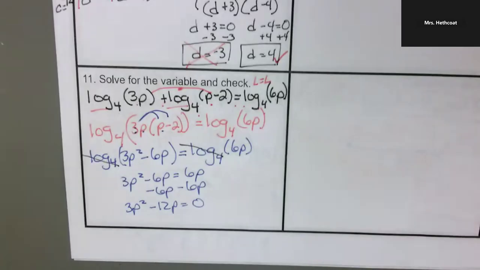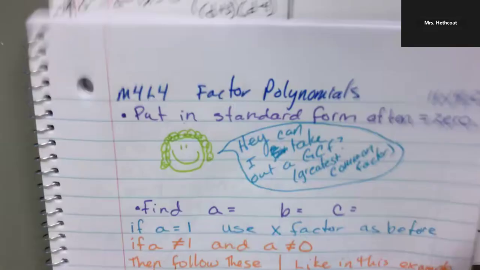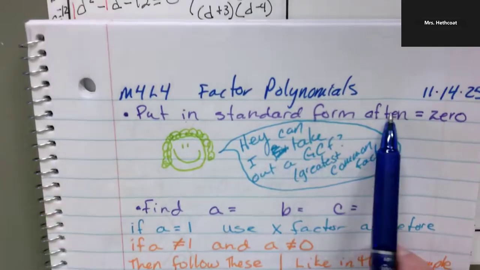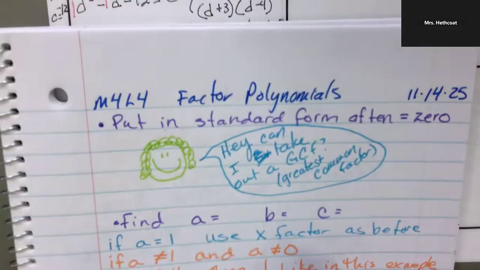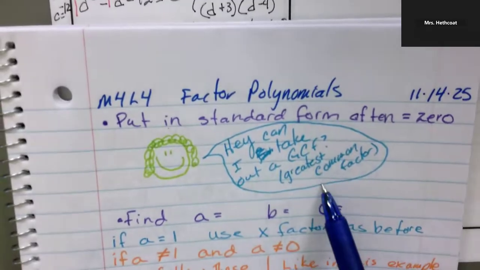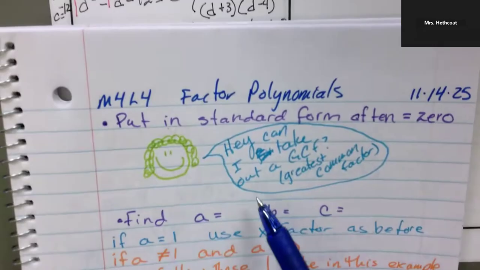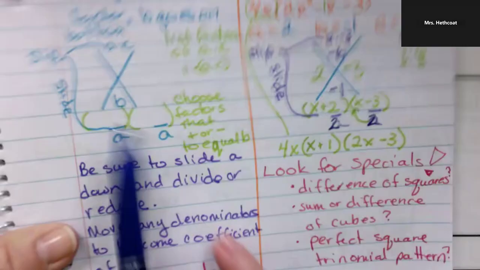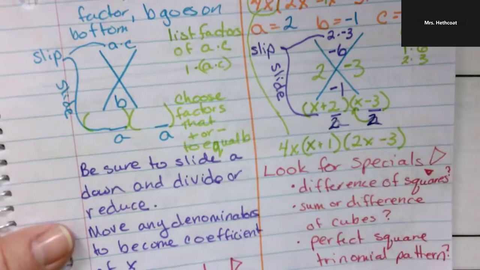So let me just show you those notes that we took back in Module 4 to see if it helps jog your memory. So when we're factoring polynomials, we put it in standard form, often equal to 0. We just did that. And then we ask, hey, can I take out a greatest common factor? So we're going to do that next. After that, you do the find ABC, and then we use the X factor and all of those steps, right?